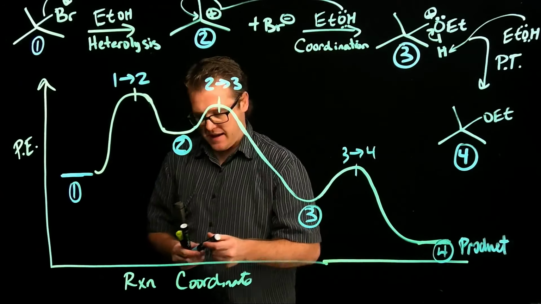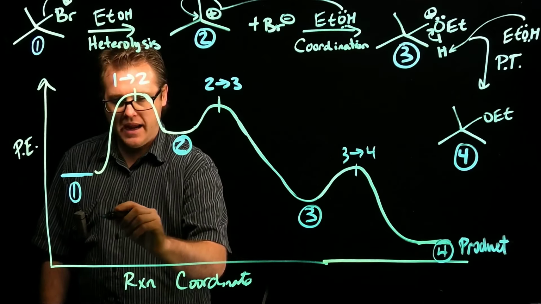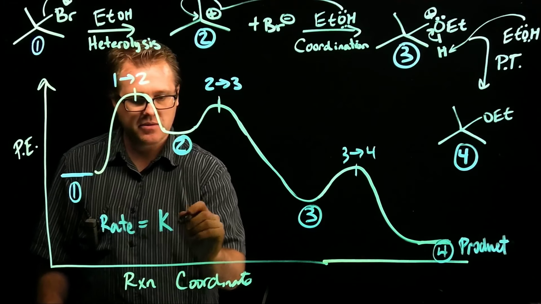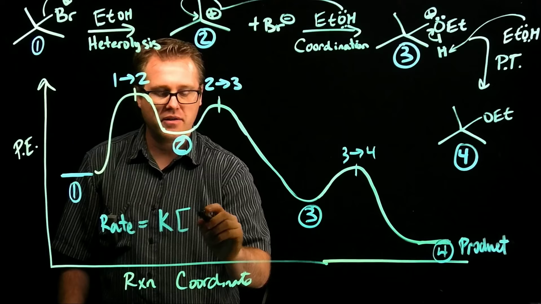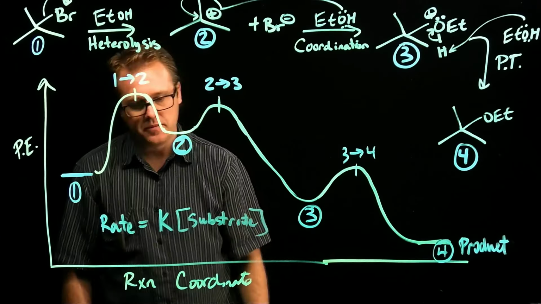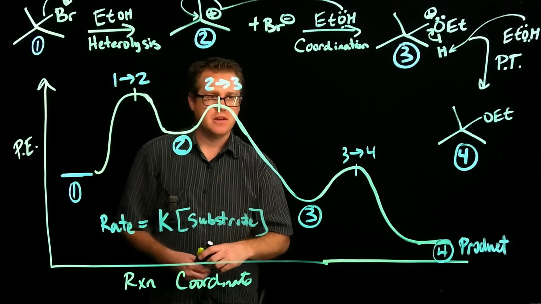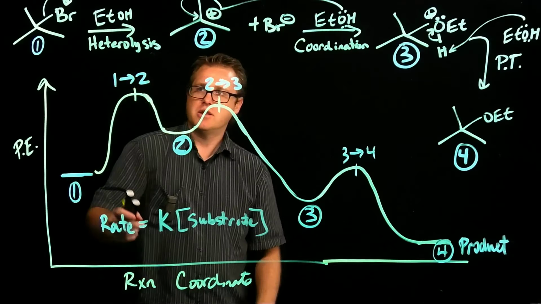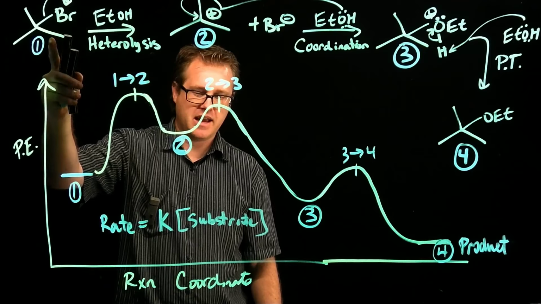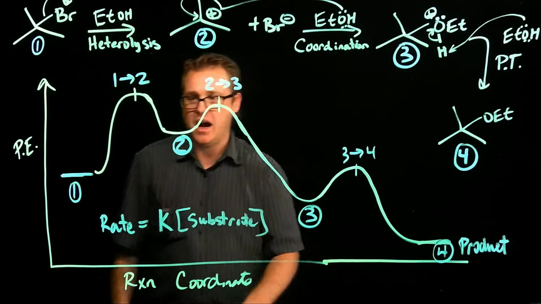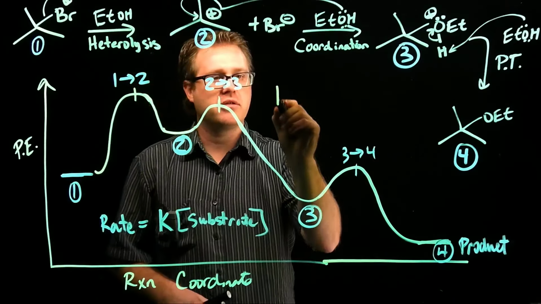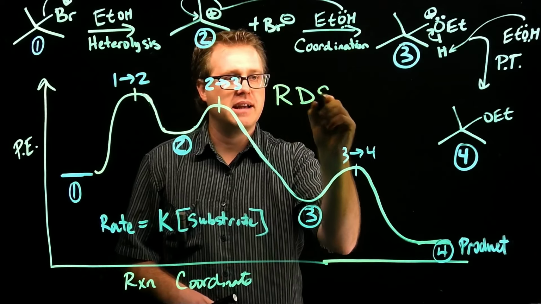Now, do you recall that I said that the rate of an SN1 mechanism is related to the concentration of our substrate? Right? So when we look at this, it's only dependent on the concentration of this species. And the reason why that's the case is because it is the rate determining step. Do you remember that from general chemistry? Rate determining step.